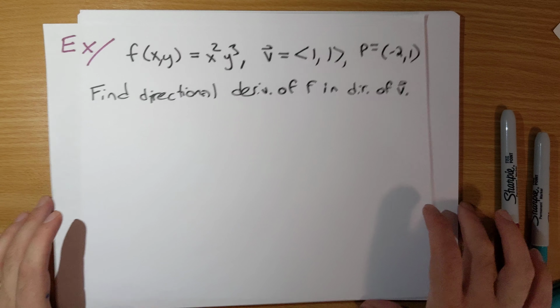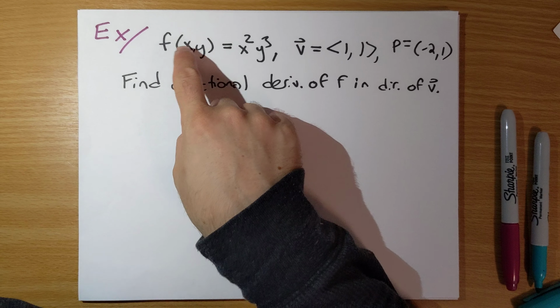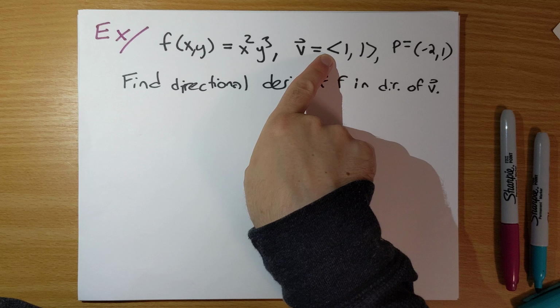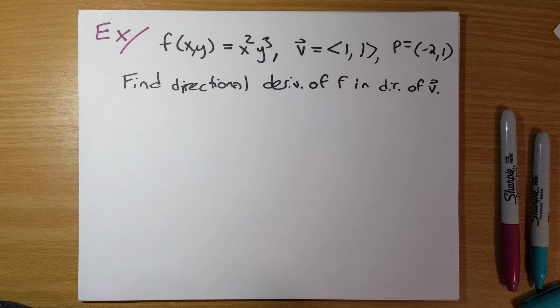So suppose that f of xy is x squared y cubed. v is the vector 1, 1, and we want to do this at the point -2, 1. We want to find the directional derivative of f in the direction of v. So what things do we have to do first?